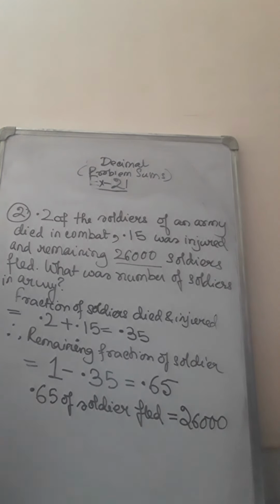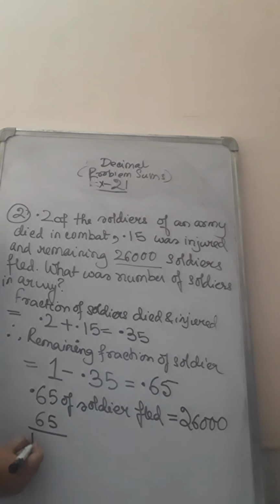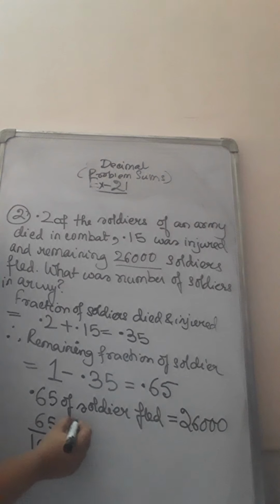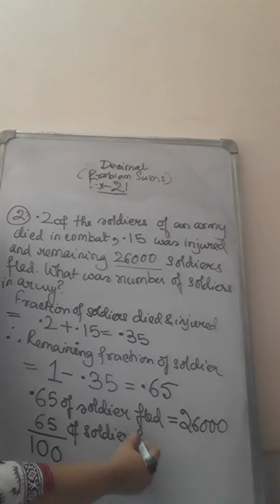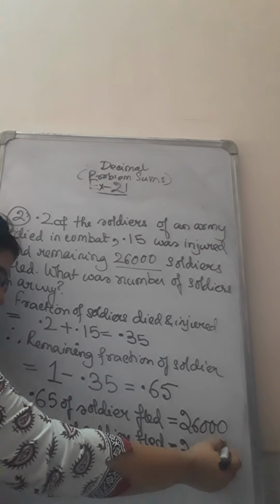Now 0.65 I can write as a fraction. How to convert decimal into fraction? We write the number in the numerator, and in the denominator, instead of the point we write 1, and as many zeros as there are decimal places, here 2 places, so 2 zeros. So we are changing the decimal into fraction. That means 65 by 100 of soldiers have fled, that is equal to 26,000.